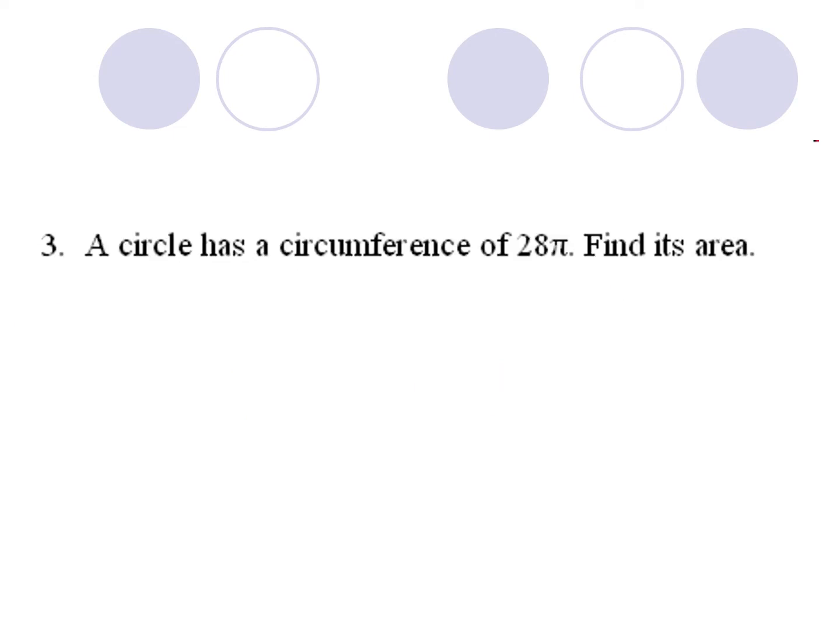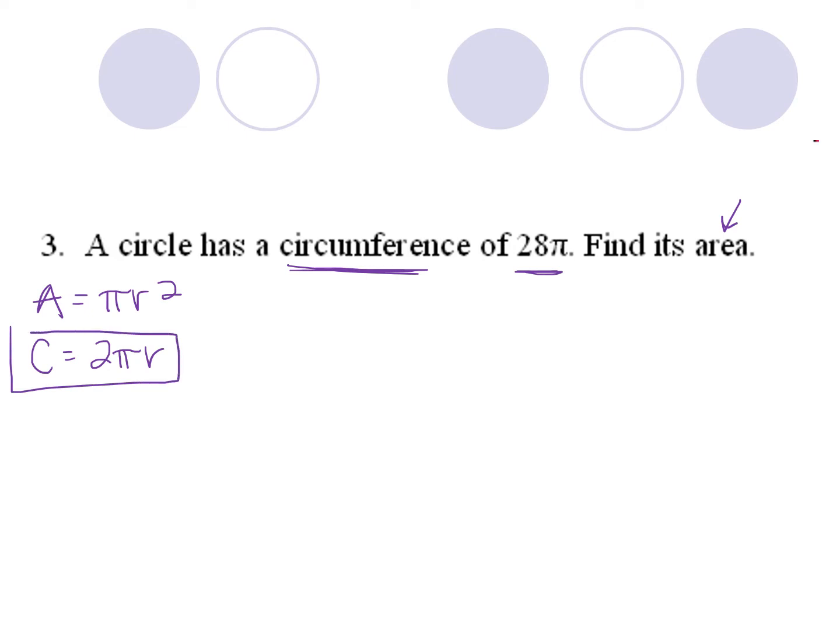All right, example 3. A circle has a circumference of 28 pi. We need to find the area. So again, we're going to need both equations again. So I'm just going to jot those down quickly. And the reason I know we need both is because I'm given the circumference. So I'm going to have to somehow manipulate this circumference formula with the circumference to help me find what I need for area. So again, when we see the area formula, it's in terms of radius.